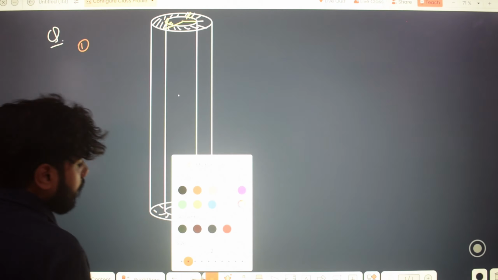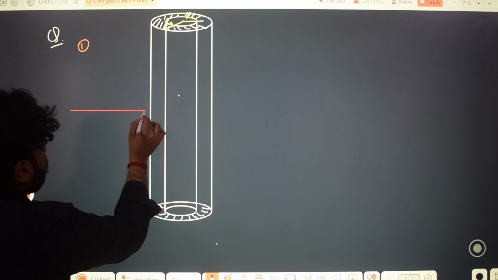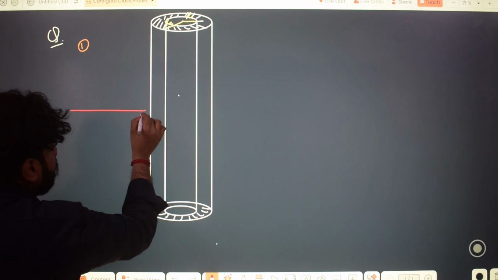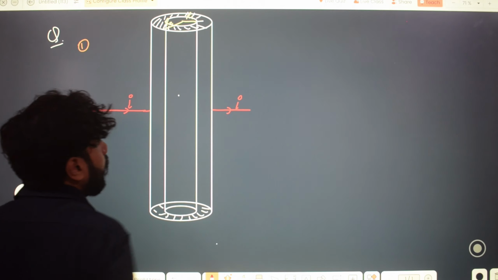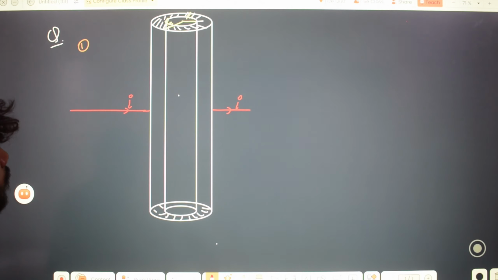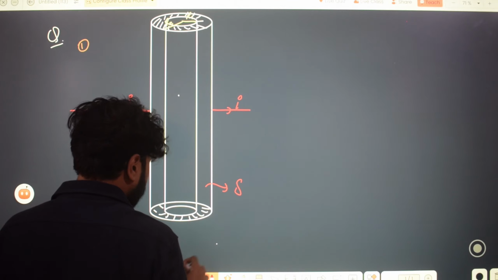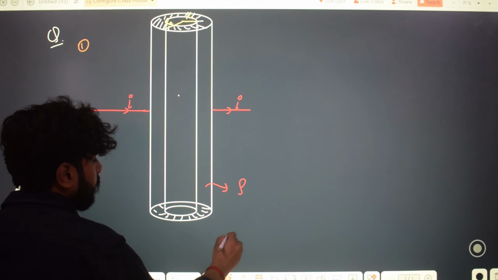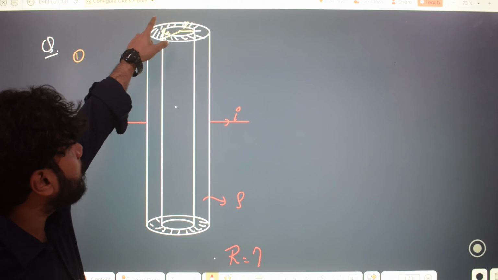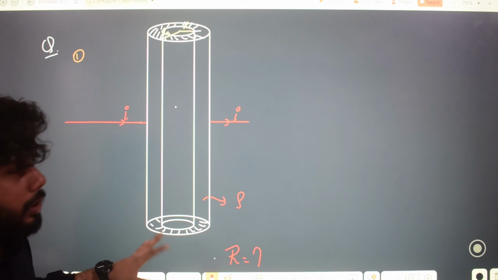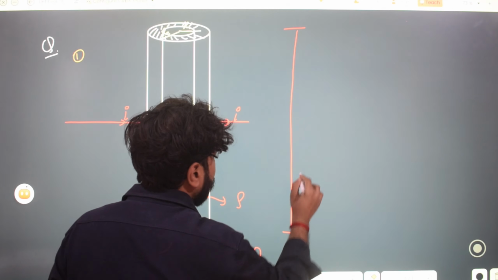You have to assume that current is like this, in the first case I am going to give you. So current is going like this and coming out like this. Assume that current is going to distribute radially, and the resistivity is given as rho. You have to find the resistance. I am hoping that you all know, if I say that current is going from the top face and coming out from the bottom face, you can calculate the answer. That is not a difficult one, so you can do it by yourself.